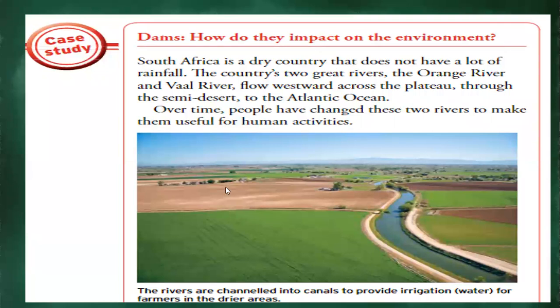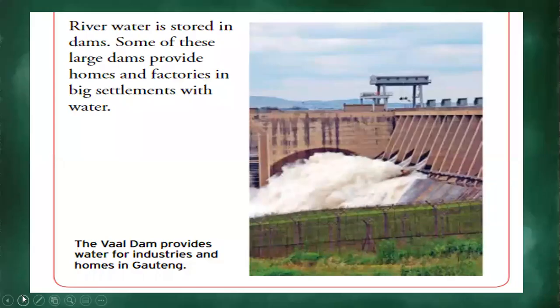Let's move to the next page. Who can read this for me? Leletu? River water is stored in dams. Some of these large dams provide homes and factories in big settlements with water. The Vaal Dam provides water for industries and homes in Gauteng, ma'am.